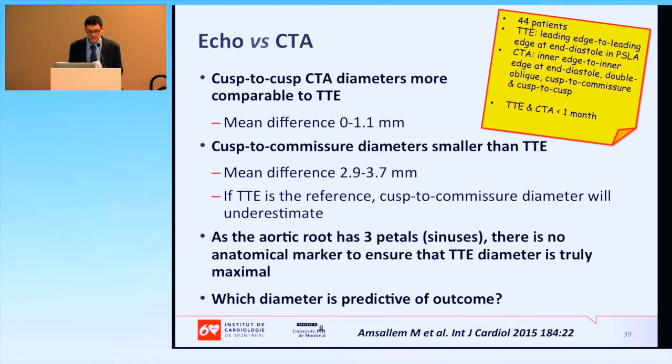So cusp to cusp CTA diameters are more comparable to TTE, and cusp to commissure gives smaller diameters than TTE. So if you want to compare the results of an echo with a CT scan, you should use a cusp to cusp diameter on the CT scan. But as the aortic root has 3 petals, there is no anatomical marker to make sure that the transthoracic echo is actually measuring the same diameter as the CT scan. And it's actually not known what diameter will be predictive of outcome.